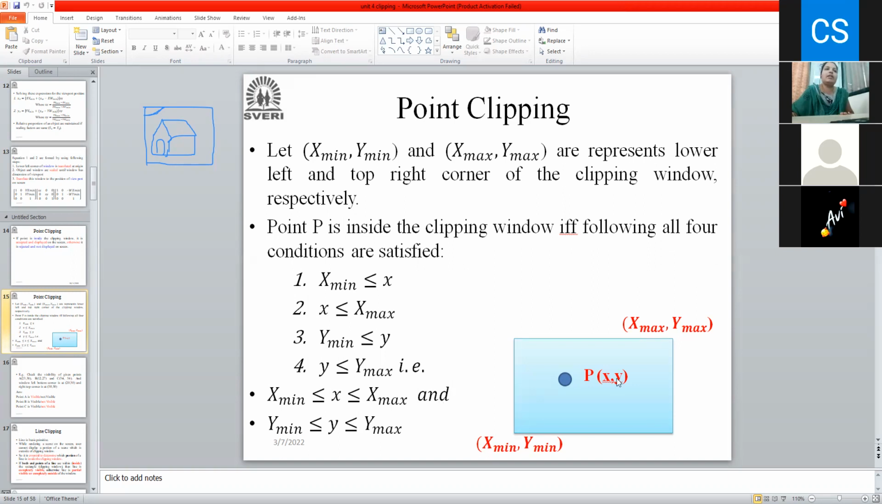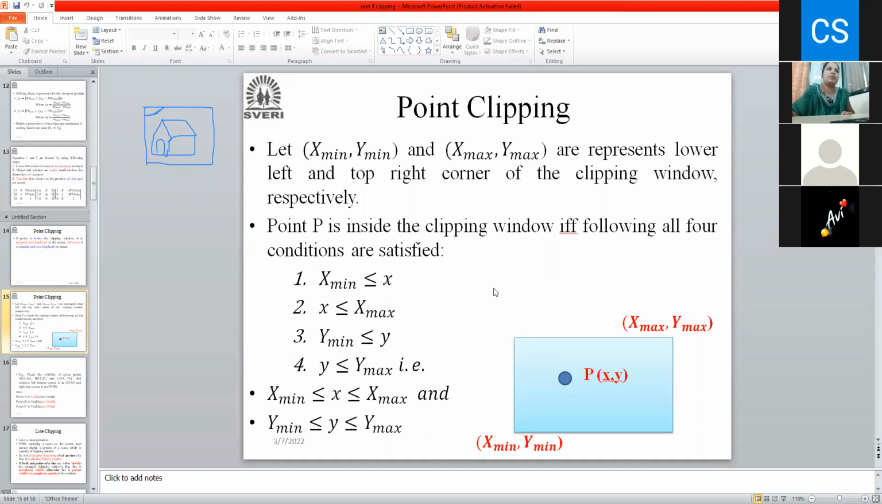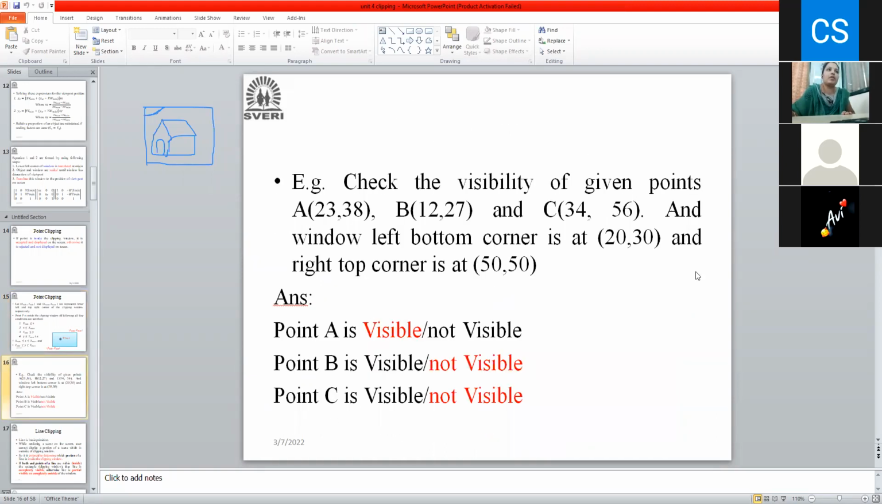And simultaneously you have to check for the y value. So y will also lie in between y min and y max. So if both the conditions are true, then only I can say that point P is lying inside the clipping window. So that point is considered for displaying purpose. Okay, so this much part we have covered, and now we are going to see this visibility of the point with respect to the clipping window.